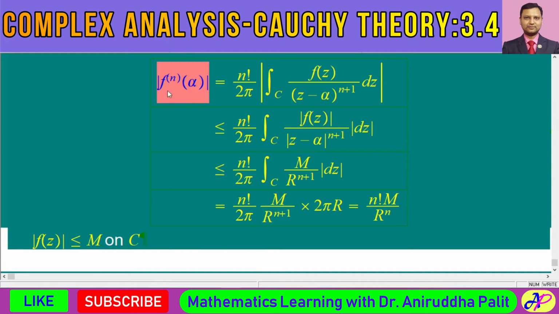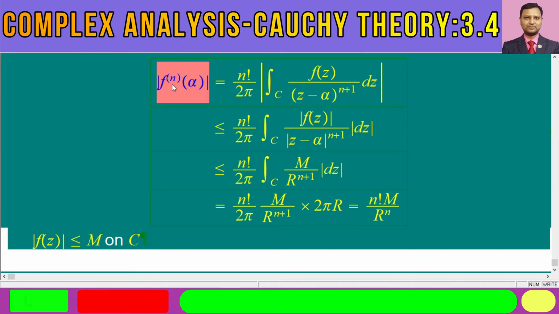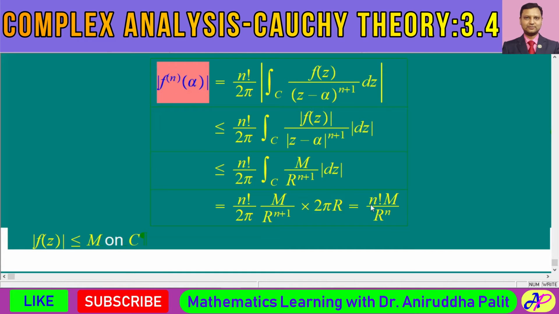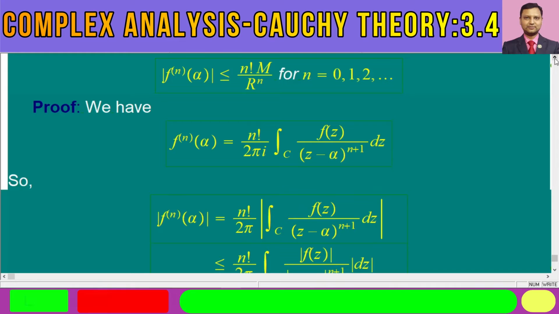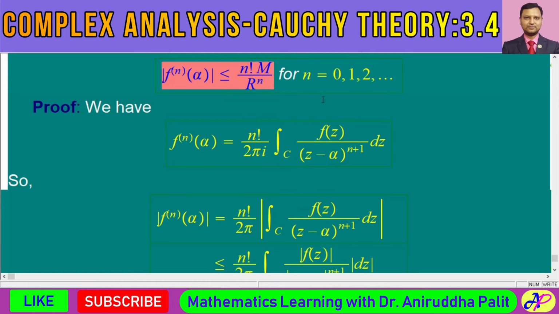So the modulus of the nth derivative at the point alpha is always less than or equal to factorial of n times M divided by r to the power of n. So this was the proof of this Cauchy inequality.